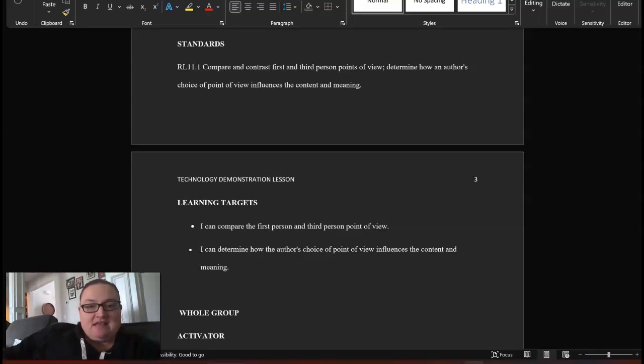So today's lesson is I'm going to be implementing a new piece of technology in my whole group lesson in reading. So the standards that we are going to use is compare and contrast first and third person point of view and determine how an author's choice of point of view influences the content and meaning of the text. So our learning targets at the end would be that you can compare the first and third person point of view and determine how the author's choice of point of view influences the content and meaning of the passage.